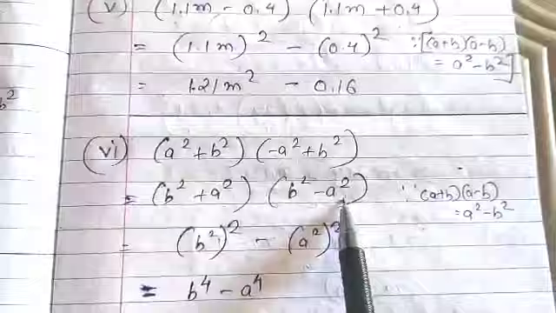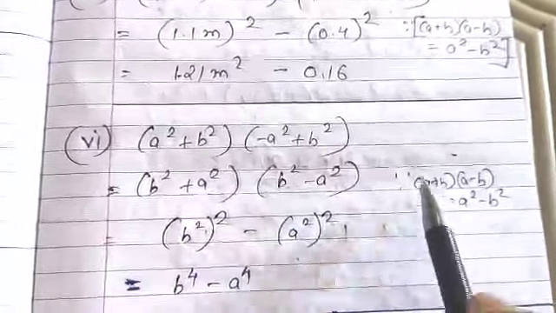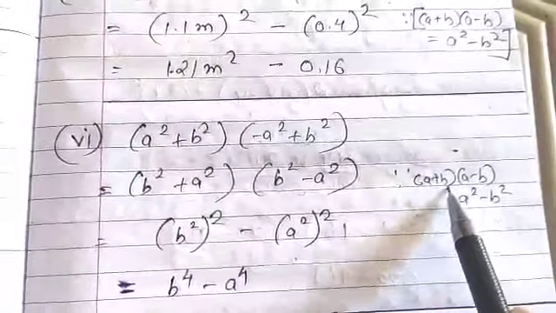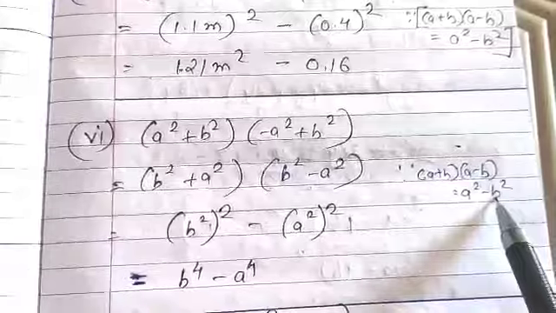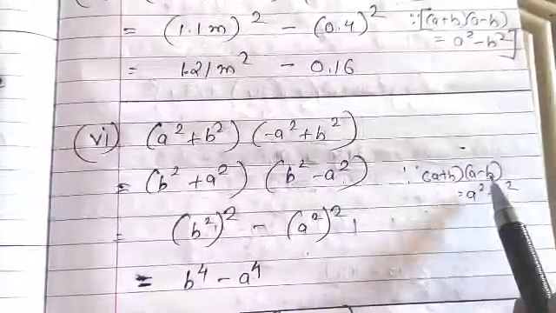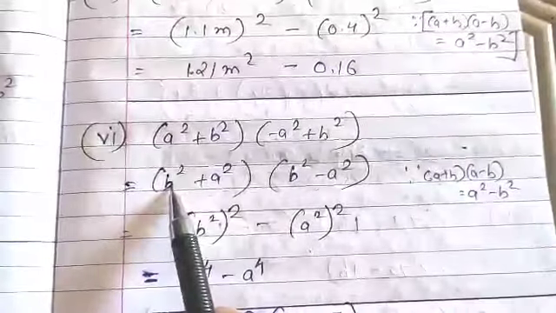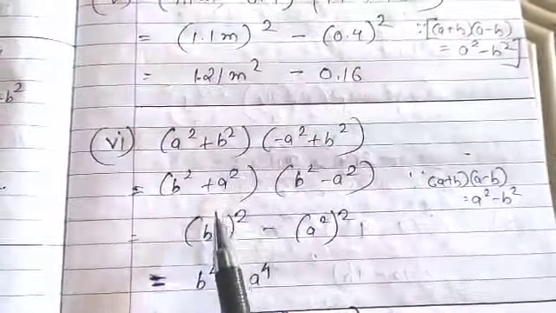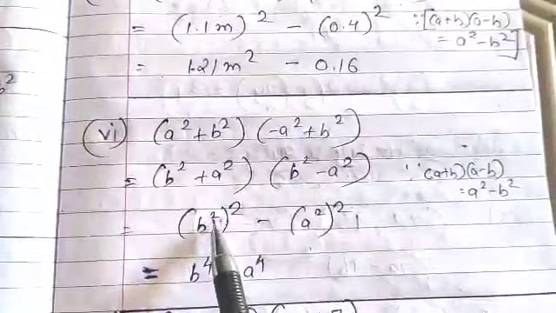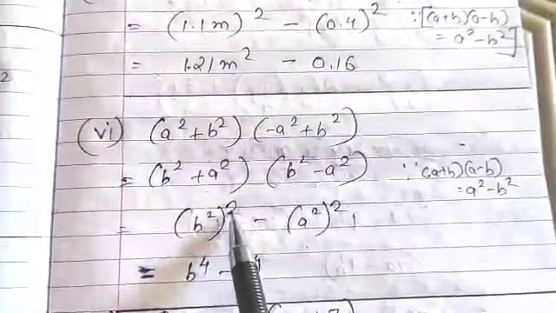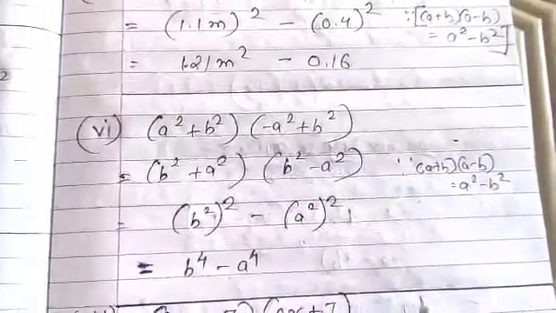Again you get both the brackets have different sign. So which identity you have to apply, that is (a + b) into (a - b) equals a square minus b square. So it's very simple. Make a square of b square and a square. So b square the whole square minus a square the whole square, that is you will get b4 minus a4, or you can write minus a4 plus b4.